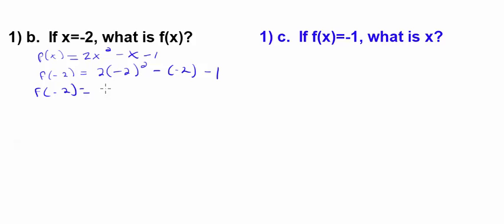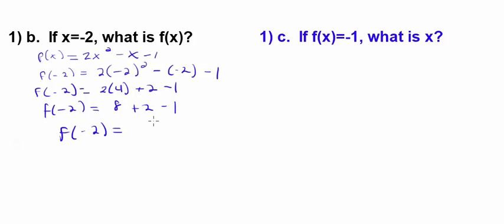Negative 2 squared will be 4. So we have 2 times 4 plus 2 minus 1. We have f of negative 2 is equal to 8 plus 2 minus 1. And finally, 8 plus 2 is 10. 10 minus 1 is 9. Okay, so the output for the input value of negative 2 is 9. So you could even write this as an ordered pair. It would be negative 2 comma 9.